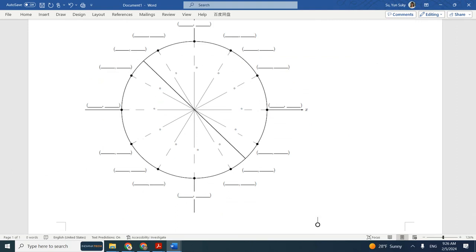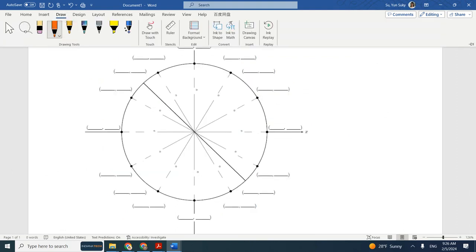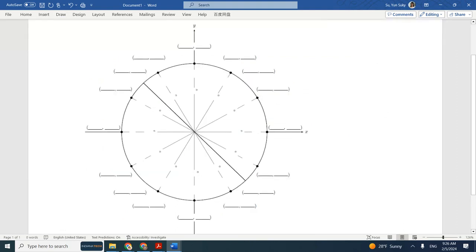All right. So how do we fill out the unit circle? Okay. First step. Step 1, you're gonna fill out the angles. 30-degree and 45-degree. So remember, you add multiples of 30-degree until the full circle.